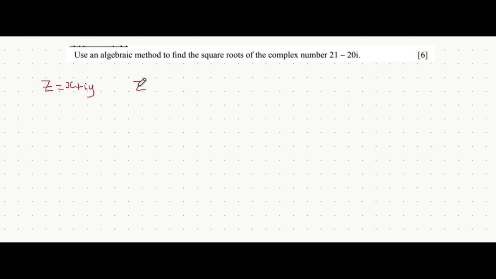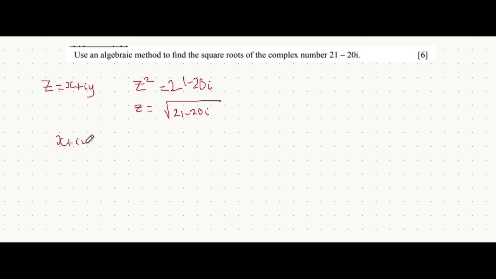In that case, if that's the square root of the answer, we can say that when you square it, you actually get the function that you're trying to find the square root of, if that makes sense. We now apply the square root to both sides. When you do, you can say that z is equal to the square root of 21 minus 20i. Now that you've done that, you can express z in the form of x plus iy.